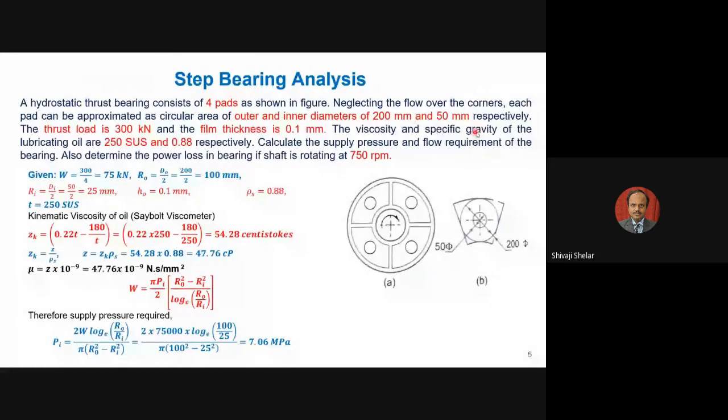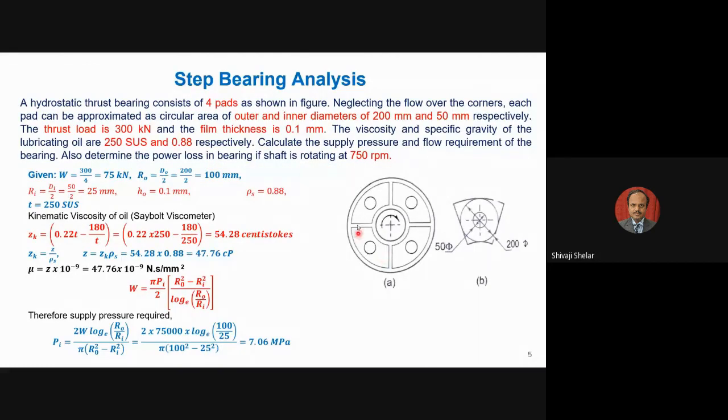The viscosity and specific gravity of the lubricating oil are 250 Saybolt universal seconds and 0.88 respectively. So specific gravity is given instead of density. Calculate the supply pressure requirement and flow requirement of the bearing. Also determine the power loss in the bearing if the shaft is rotating at 750 rpm.